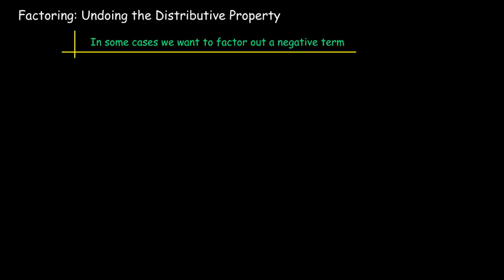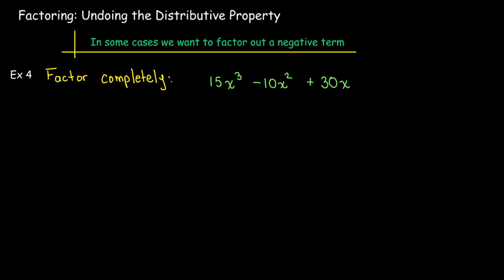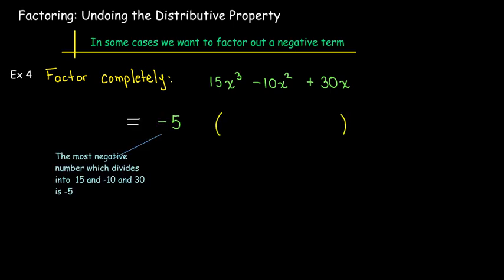So in some cases, we actually want to factor out a negative term. And so let's just practice doing that. We don't really have a motivation right now except for practice. So let's practice. The same example, 15x cubed minus 10x squared plus 30x, instead of factoring out a 5, I'm going to factor out a negative 5. So again, I'm still looking at the largest number that divides 15, 10, and 30, but now I'm going to make it negative. That doesn't do anything in terms of the variables. I'm still going to have x. But now what's inside the parentheses is going to change signs.